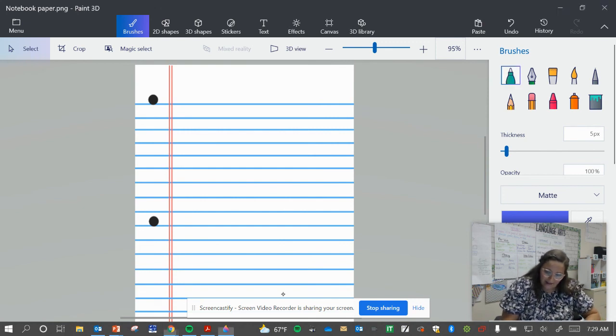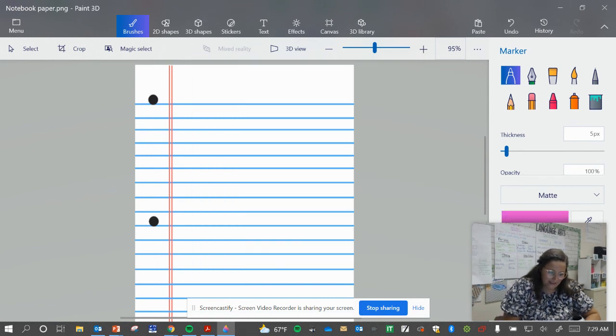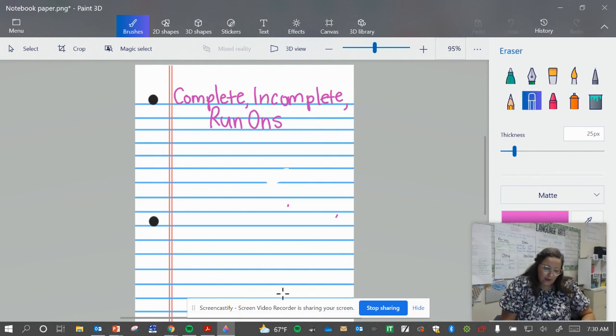So let's go ahead and write our title. Let's do a nice purple tonight. So we're gonna say complete, comma, incomplete, comma, run-ons. Oops, undo. I have my eraser on for some reason. Run-ons. Okay, so go ahead and write that title. Okay, I'm gonna erase my little dots here.